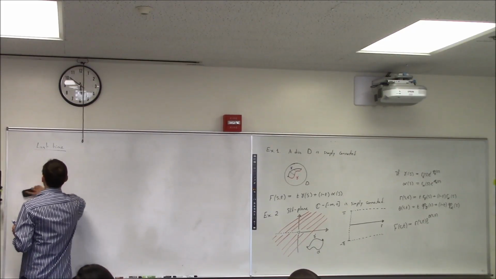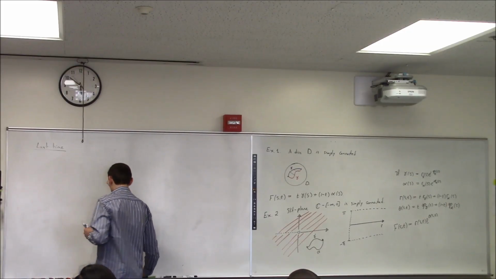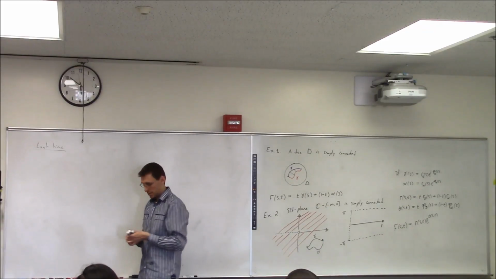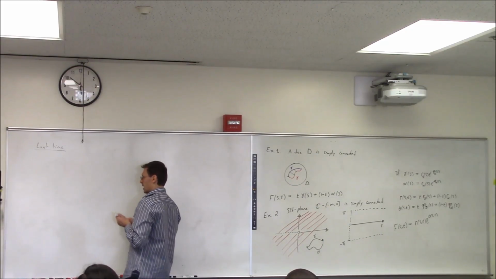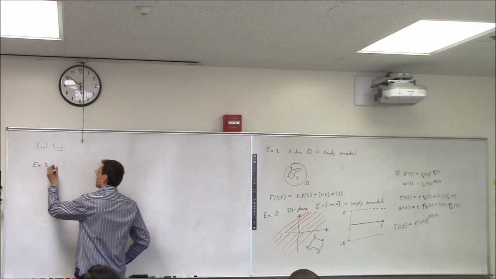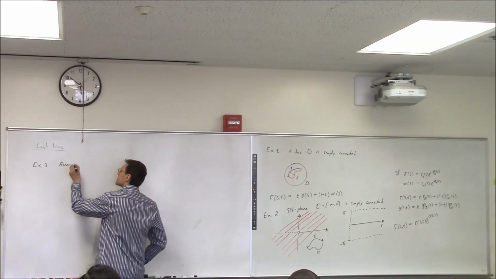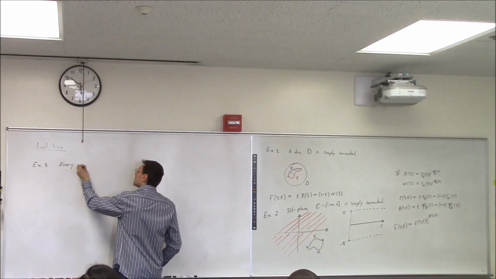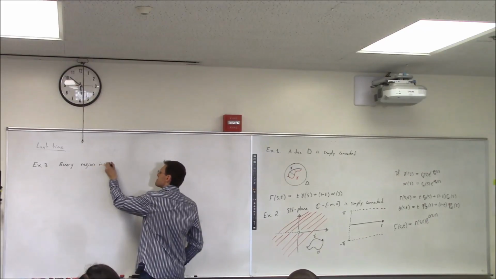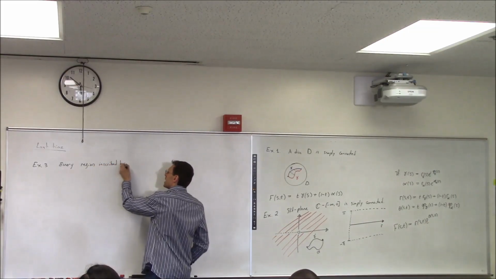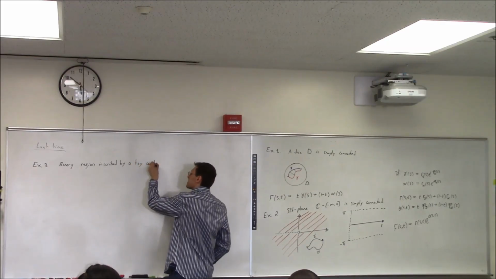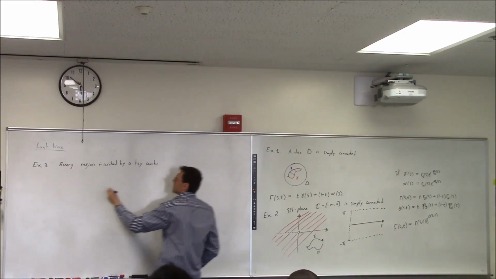So a more intuitive definition of something simply connected is that the object is connected and the complement is connected. So a general statement would be: every region inscribed by a Jordan contour is simply connected.